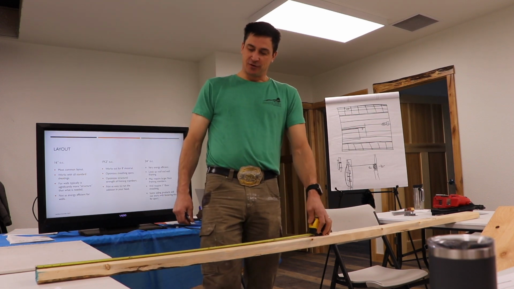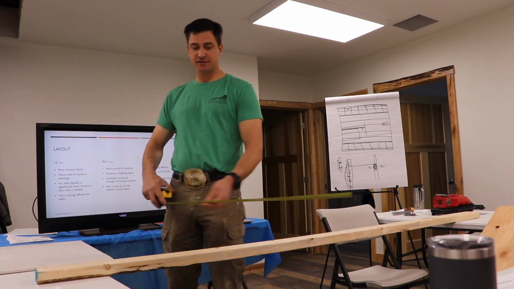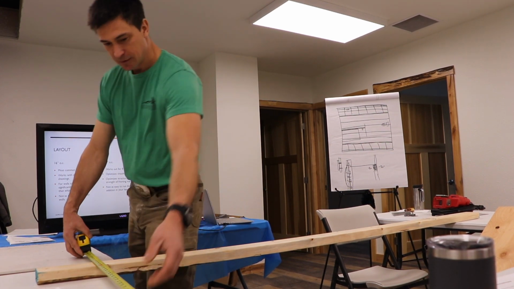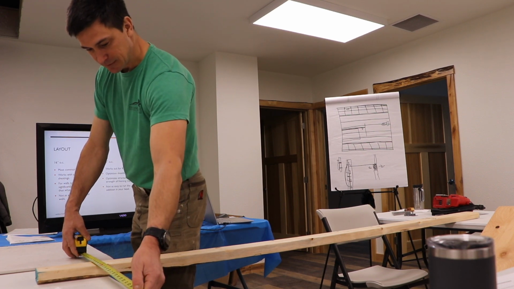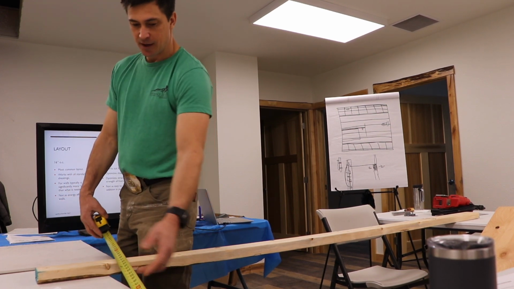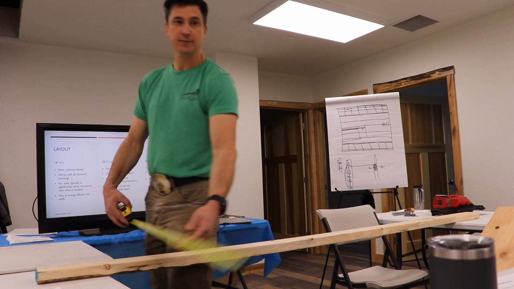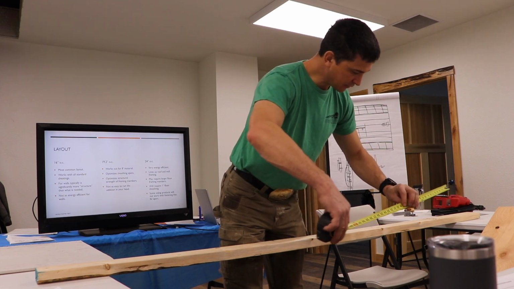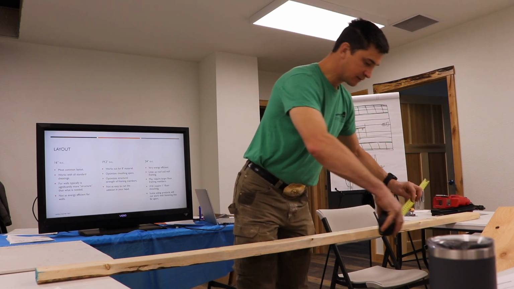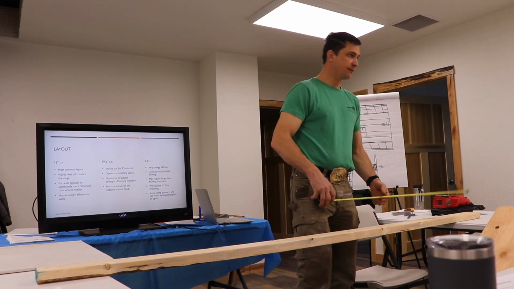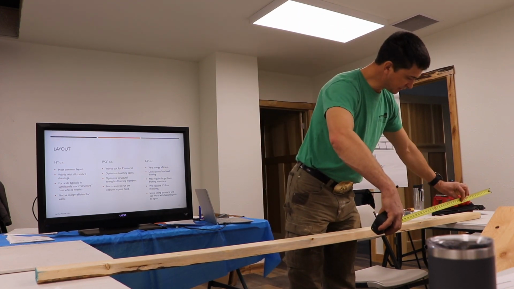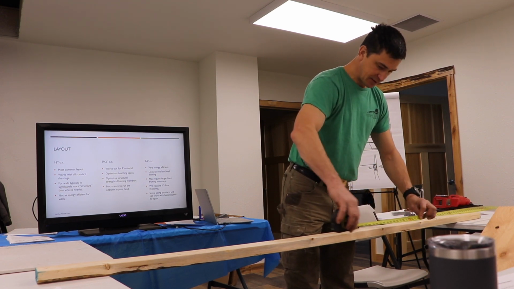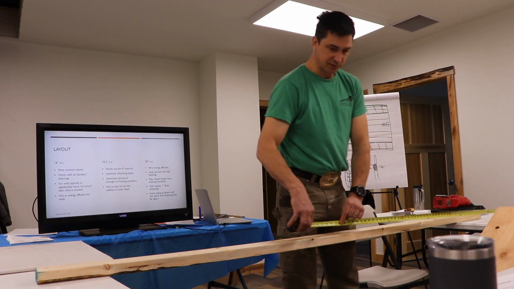Okay, so the most common layouts are 16, 19.2, and 24. If you look at the tape measure, we have marks at 12 inches, 16 inches, 24, and 19.2. See that? Every good carpenter's tape measure will have these little diamonds at the 19.2, and if you follow them, you find out it comes out perfectly at 8 feet.